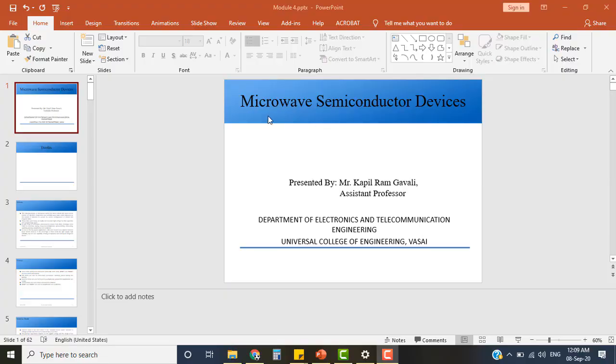So, since last week we have started with the new module, which is module number 4. What is it? Microwave semiconductor devices, right? So, again, why are we studying this module?